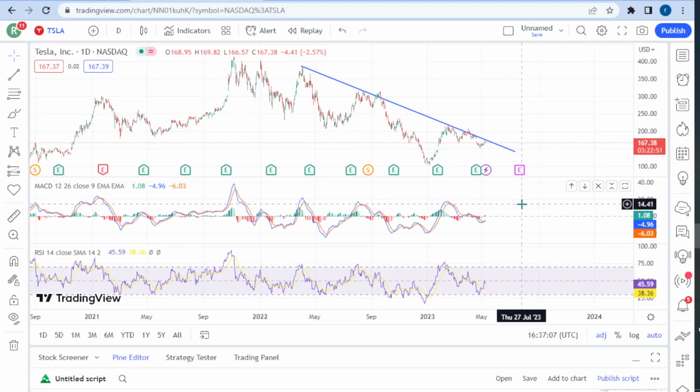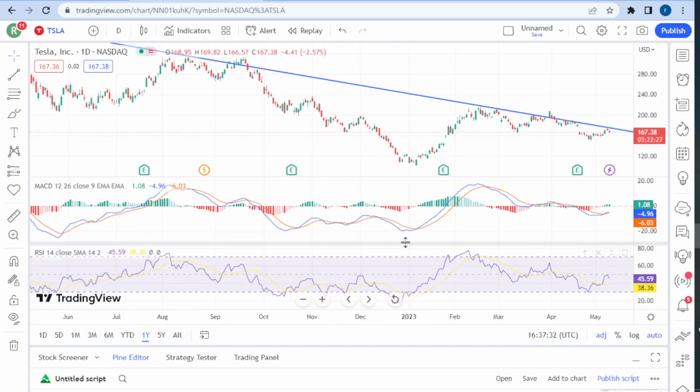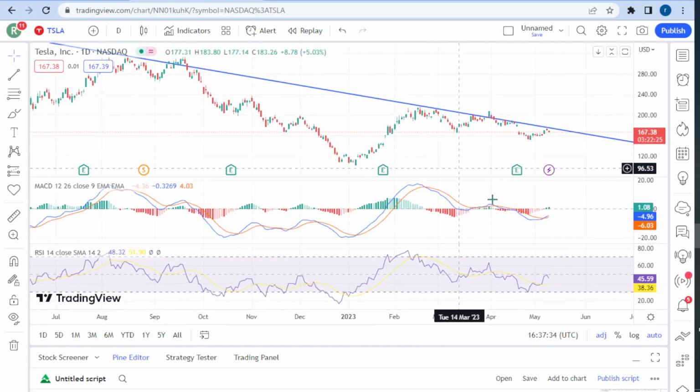So if you're looking at Tesla, Tesla regularly goes from oversold to overbought. So 30 and under is oversold, 70 and over is overbought. But when we get closer to 70 and when we get closer to 30, you could consider that pretty much overbought and oversold. As of right now, we're around 45.59. Make sure you're looking at this on the daily time frame as well. So, when we're looking at this, it's pretty neutral right now.